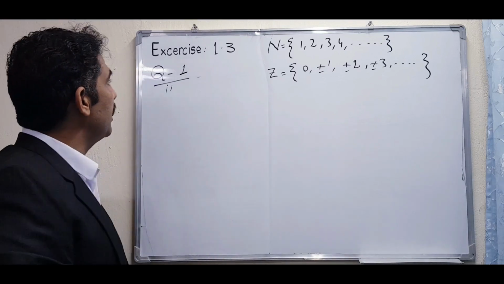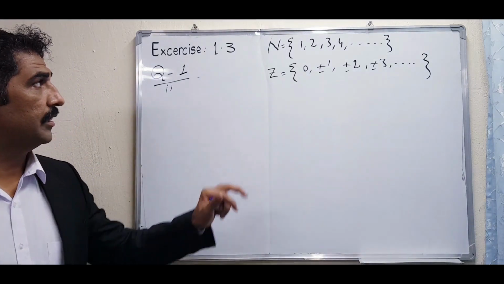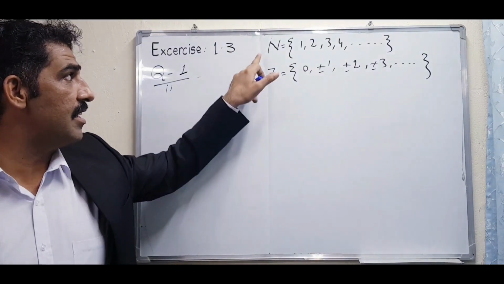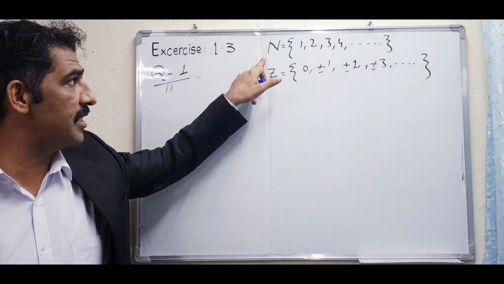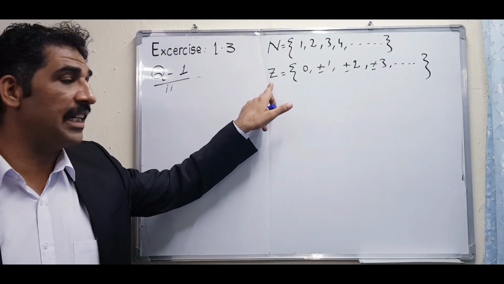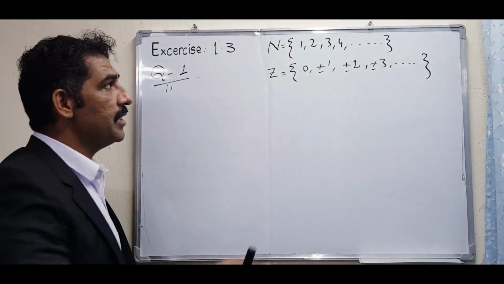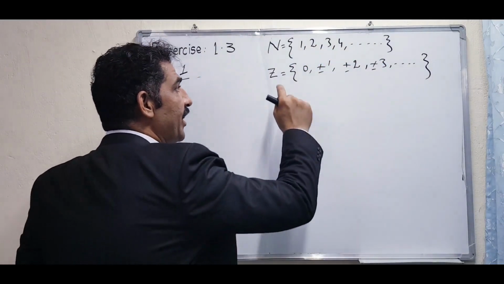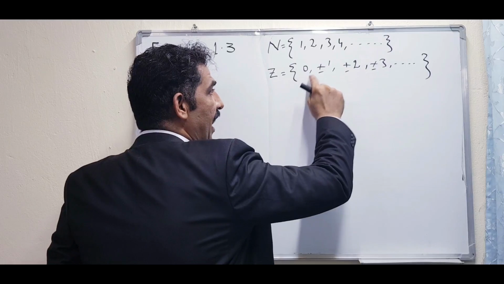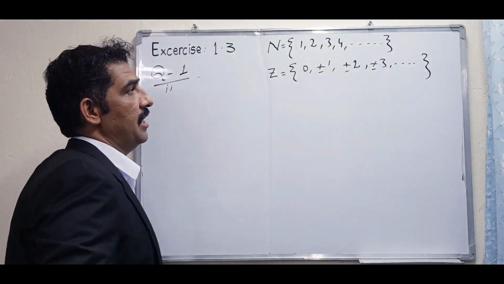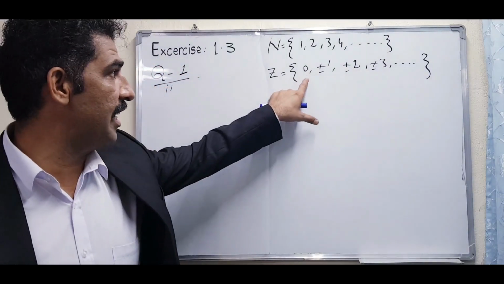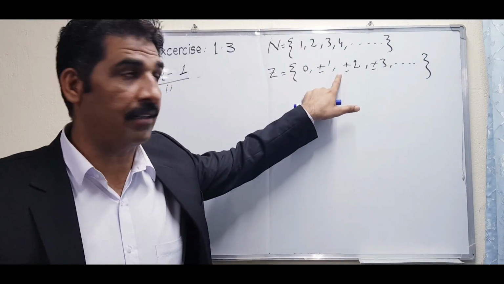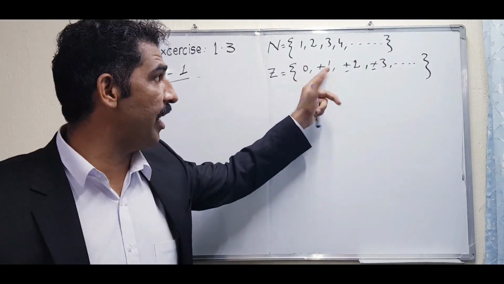Now, that is question number one. Second part. In the statement, it is written there only N and Z. N means the set of natural numbers, and Z means the set of integers. Natural numbers start from 1, 2, 3 and so on, and the set of integers has negative as well as positive numbers. The combination makes the set of integers. All the positive numbers are here, and also the negative numbers.